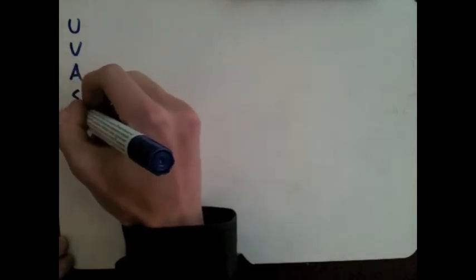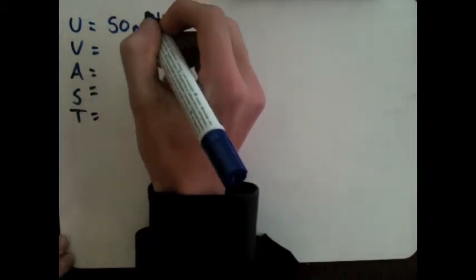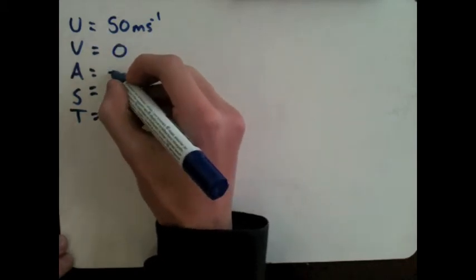Okay, we begin by writing down SUVAT once again. U is now equal to 50, V is equal to 0, A is equal to minus 9.81 because it's going against gravity. S is what we're working out, and T we do not need.